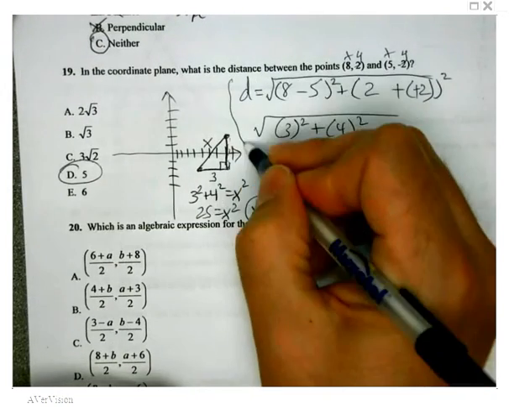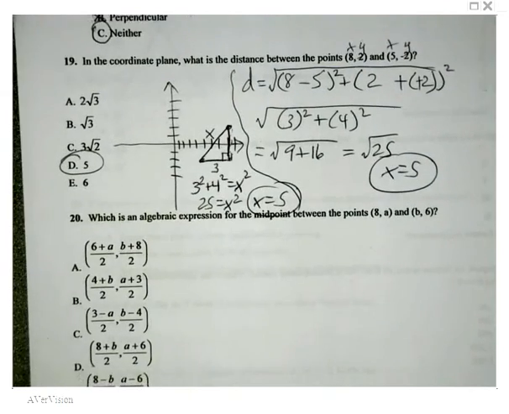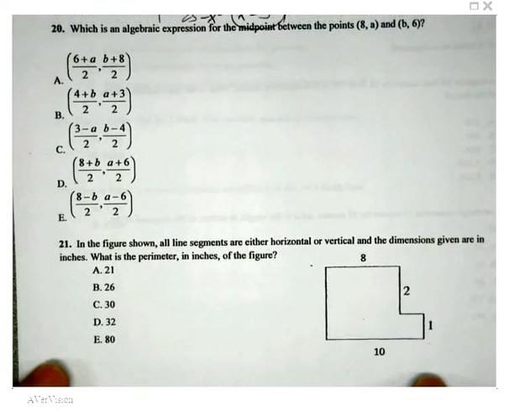So if you're a formulas person, go with the formula. If you're visual, go with the picture instead. 20. Whoa, went a little too far. What's the algebraic expression for the midpoint between these?